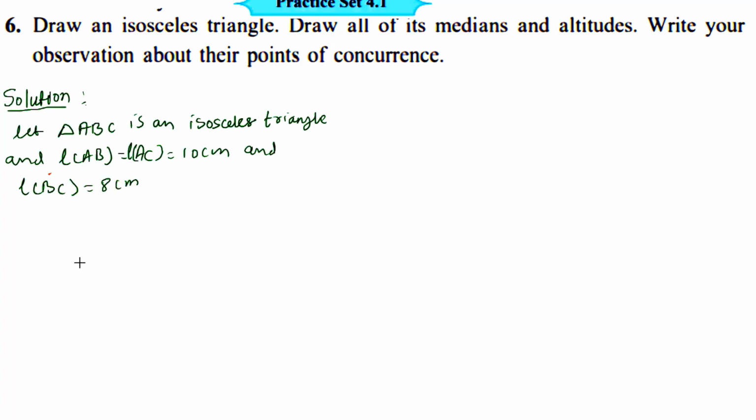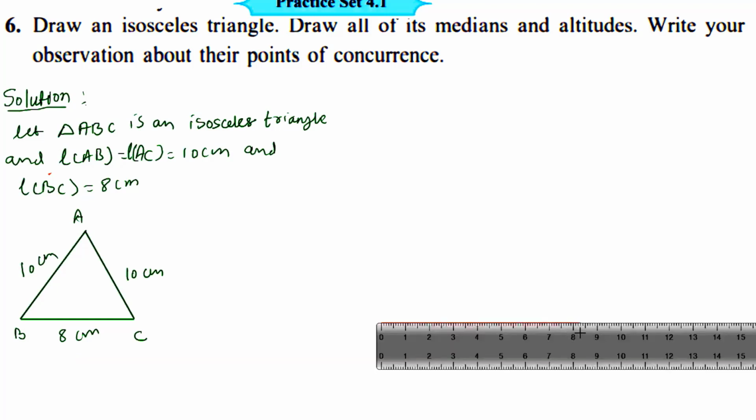First draw the rough figure. Let us suppose that this is triangle ABC. Side AB is 10 cm, side AC is also 10 cm, and side BC is 8 cm. This is an isosceles triangle. Let us first draw the isosceles triangle with the given measures. With the help of a ruler, draw segment BC of length 8 cm as shown.